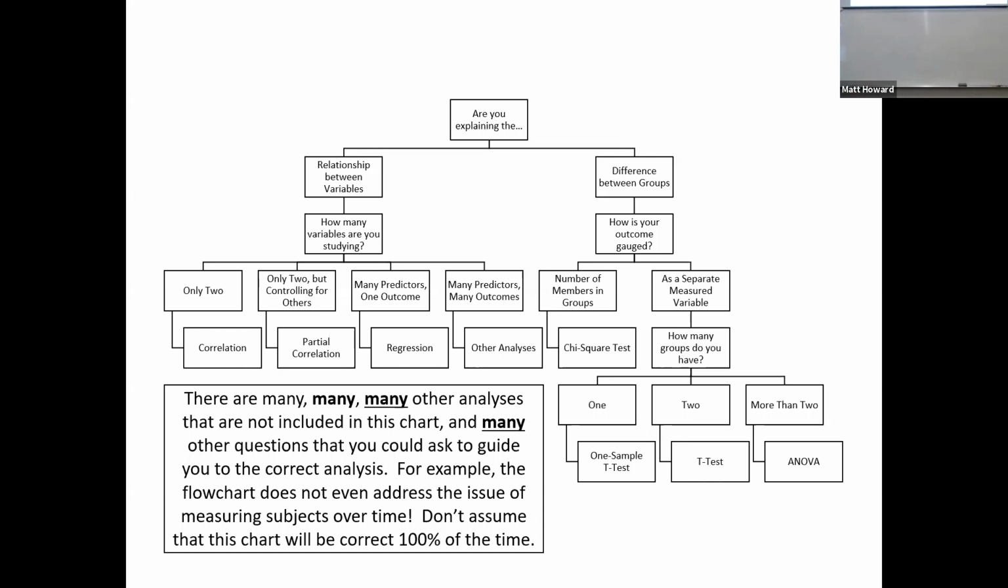And then you should ask yourself, how many variables are you studying? Last week, we started with just 2, correlation. Now we're going to move on to only 2, but controlling for others. So we're still primarily only interested in the relationship between two variables, but we're adding this controlling for others element, and we're going to talk about what that means.